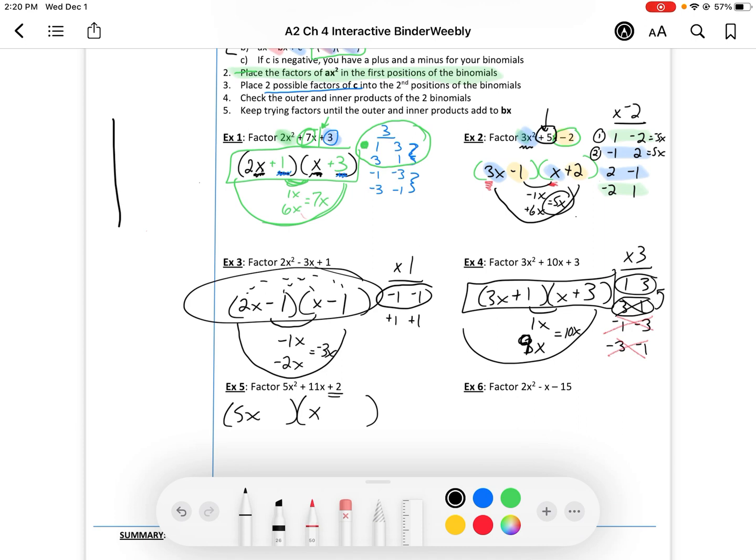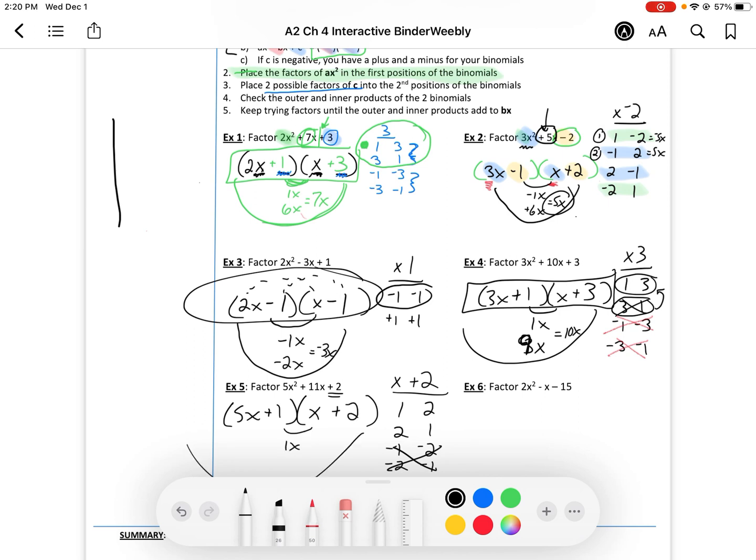Ooh, so here we're trying to multiply to positive 2. So we get 1 and 2 or 2 and 1. And if you're like, well, you could do both negatives, remember, that actually isn't going to work here because I'm trying to multiply to a positive, so the signs have to match, and I have to add to a positive. So the negatives don't work. So let's do plus 1 and plus 2. Let's see what we get.